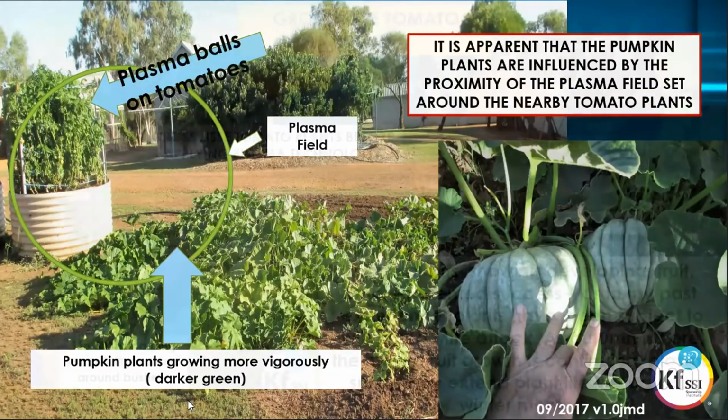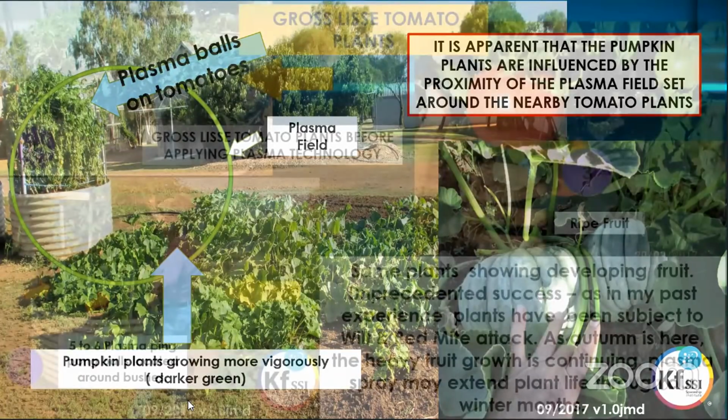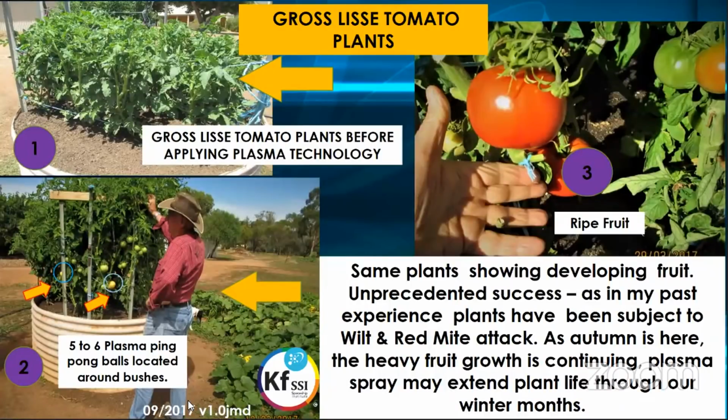Now the other one was on some of the other tomatoes that he was growing, a different variety. It was a Grosse Lisse tomato plant. The photograph on the top left was before he had applied any of the plasma. And there's photograph number 2. He'd placed 5 or 6 ping pong balls all around there, and he had beautiful ripe fruit.